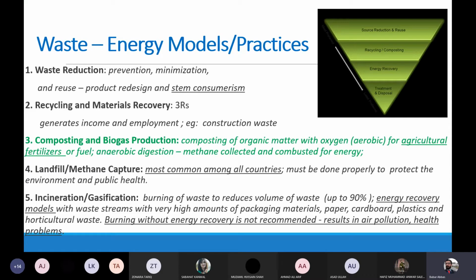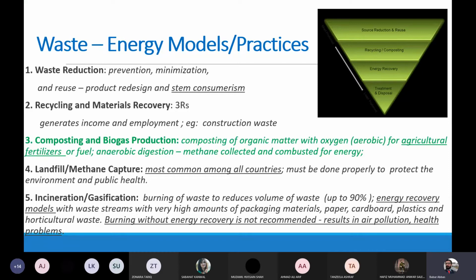Then comes the composting and biogas production, which are the biological processes, and you can convert a lot of the fraction of your solid waste into these products. In terms of composting, organic matter with oxygen is an aerobic process, and it would be used for agricultural fertilizers or fuel. And if you look at the anaerobic digestion, you would be producing methane, and it can be combusted for energy purposes.